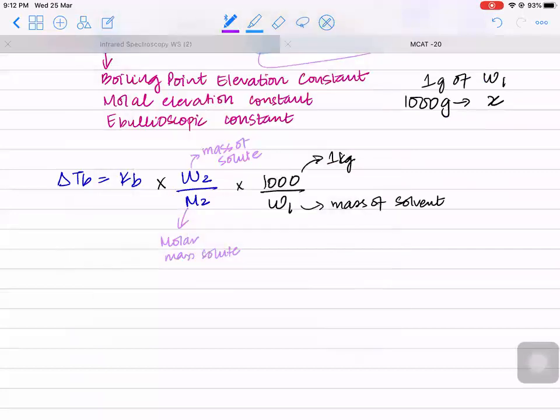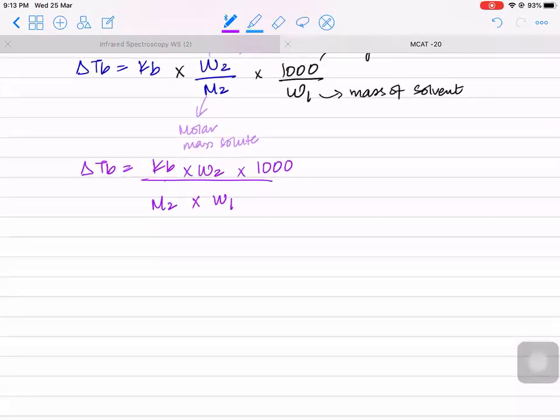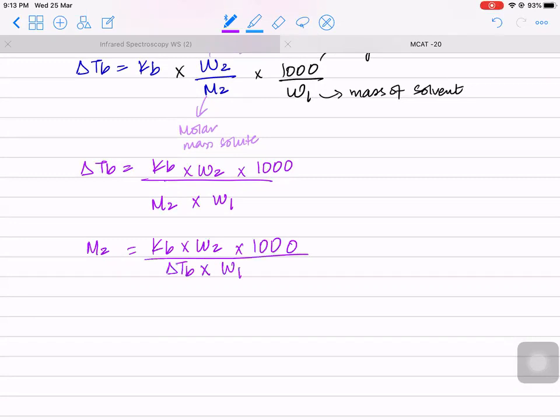All right, so delta TB is equal to KB, where KB is the boiling point elevation constant, times W2, which is the mass of the solute, times 1000, upon M2, which is the molar mass of the solute, times W1, which is the mass of the solvent. And then I'm going to take M2 to the other side. So M2 is equal to KB times W2 times 1000 upon delta TB times W1.